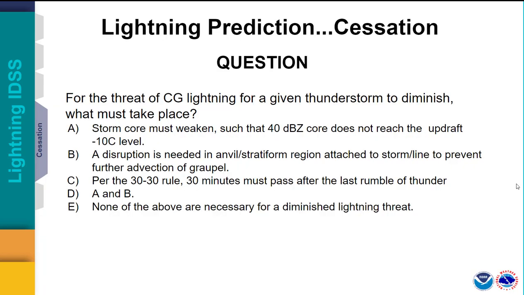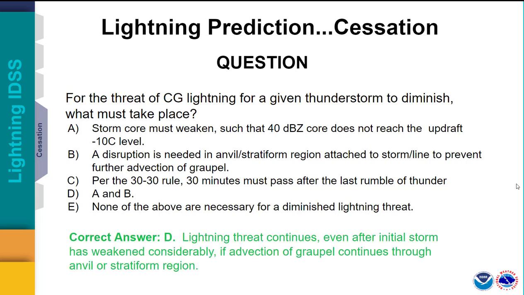How would you answer this question? Pause the video if you need more time. Since both A and B are correct, the correct choice would be answer D.